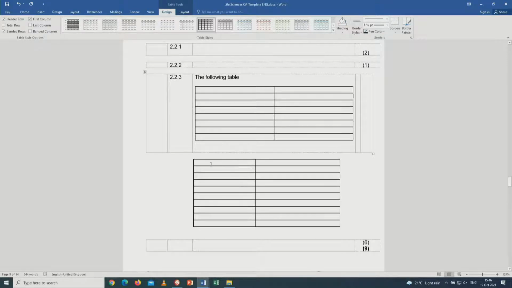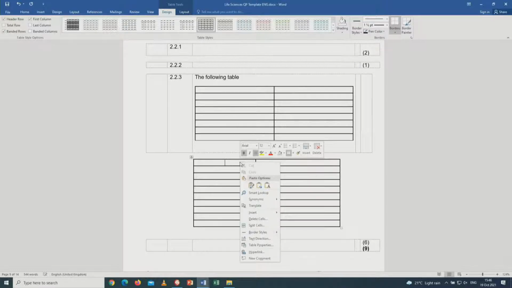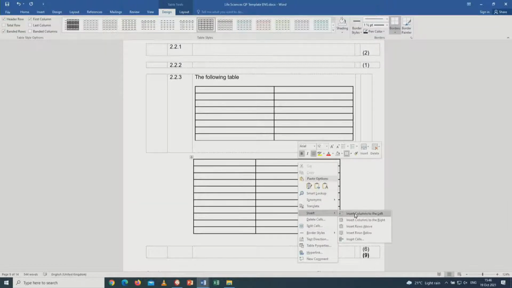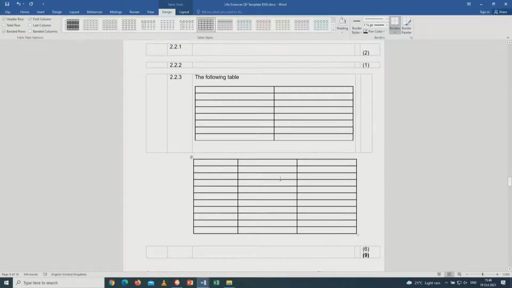To insert rows in a table, I know there are easier ways, but I normally right click, choose Insert, and then choose below or above. The row jumps in below, or above. So my cursor must be inside my table where I want the row. If I want a column, it will also tell you left or right. So right click in a particular column, insert columns to the left, and it will add another column. In the same way you can delete a column. Right click, there's delete cells. I want to delete an entire column. Yes, then that column is gone.